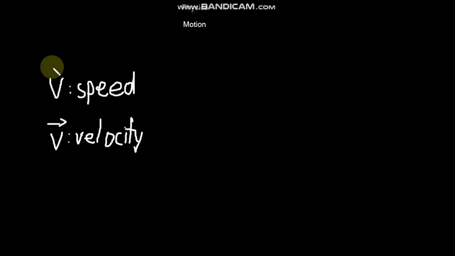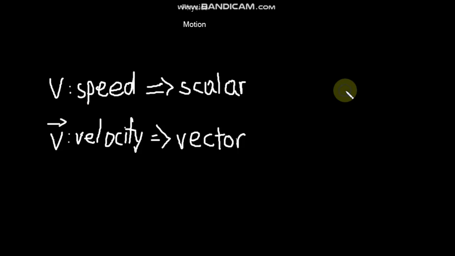But when we go to velocity, velocity is a vector quantity, meaning that a vector quantity is a quantity that shows the direction. That's why I put an arrow over the V. So if velocity is a vector, we can say that speed is scalar. So speed is scalar and velocity is a vector.